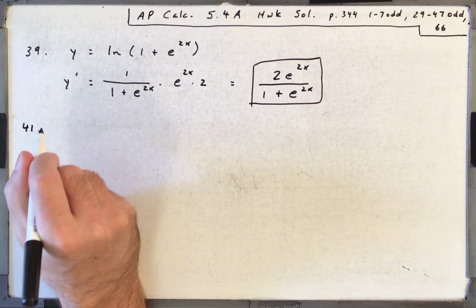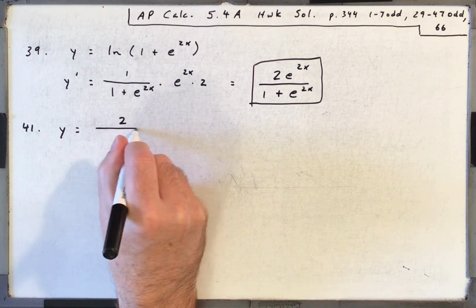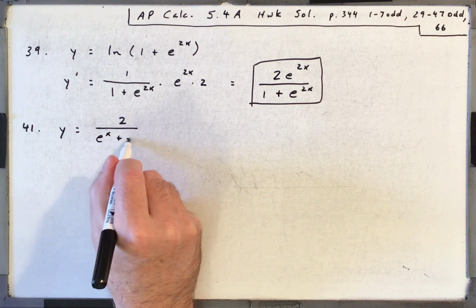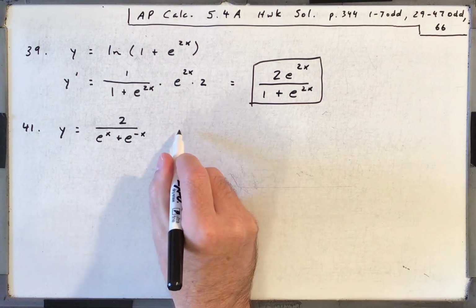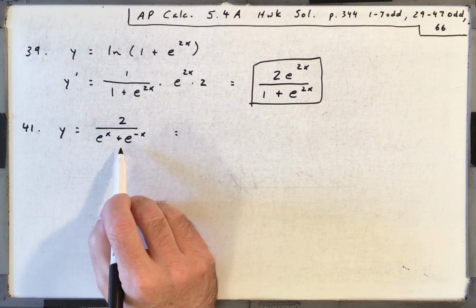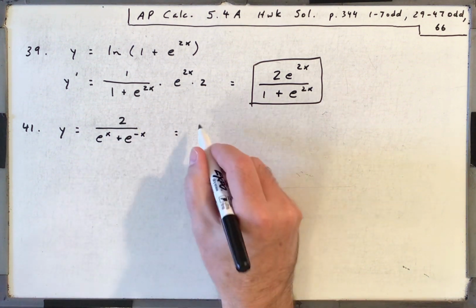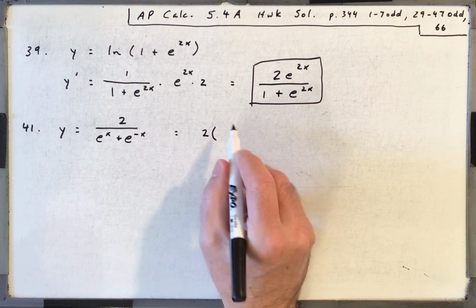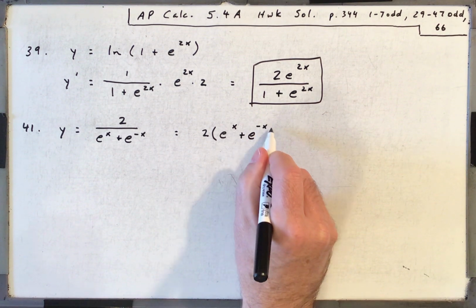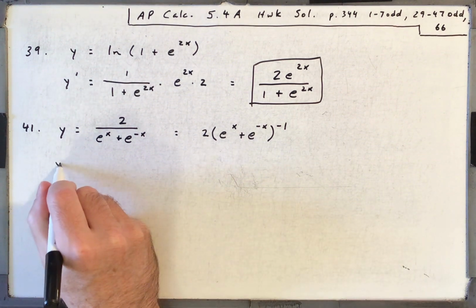41. Now things start to get a little fancier. We would have y is equal to 2 over e to the x plus e to the minus x. Here's what I would suggest doing. So you can do this as a quotient rule, but I would rather make it a chain rule because on top, I don't have an x, I just have a coefficient. So this is the same as 2 times e to the x plus e to the minus x to the negative 1 power. Now I can use a chain rule.